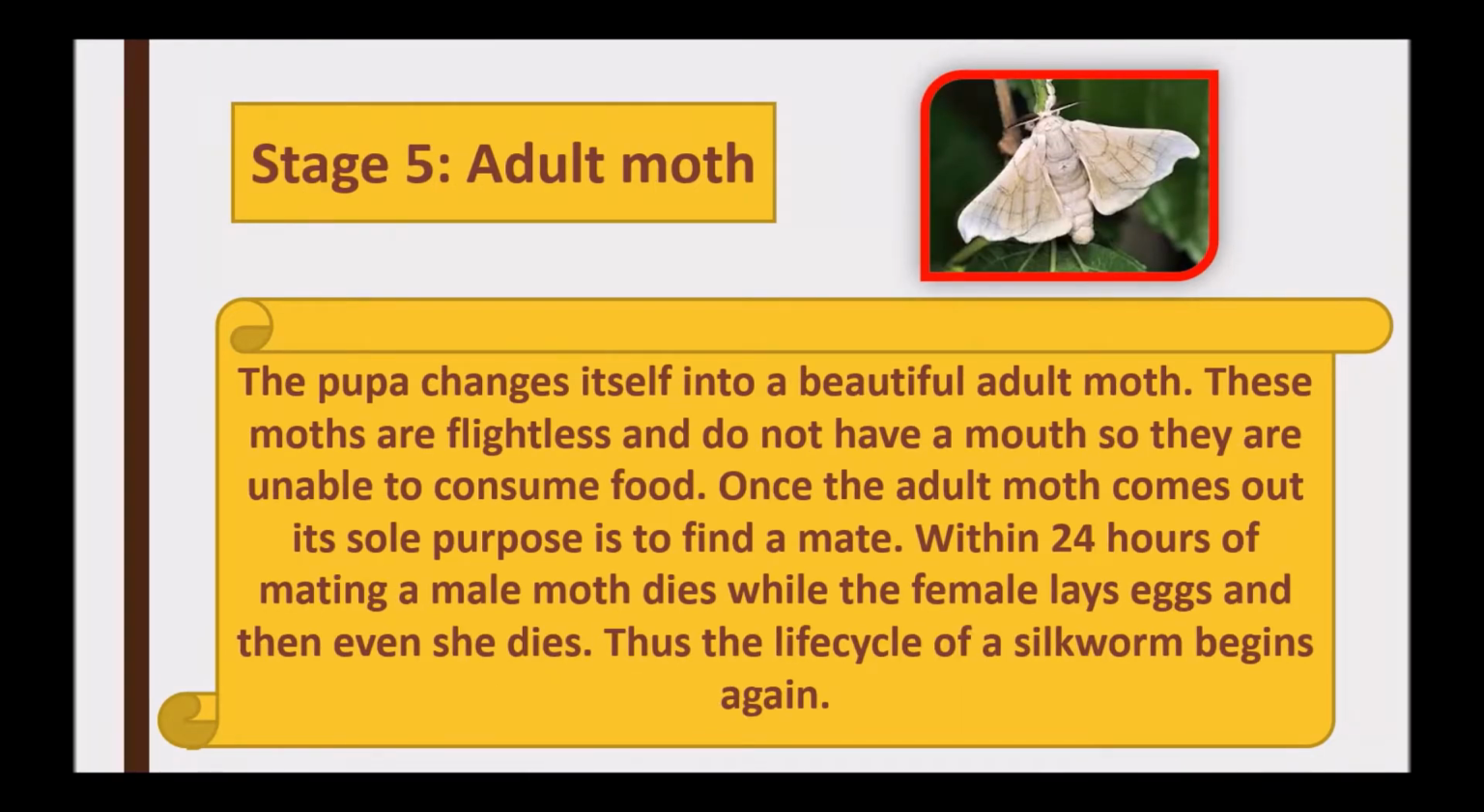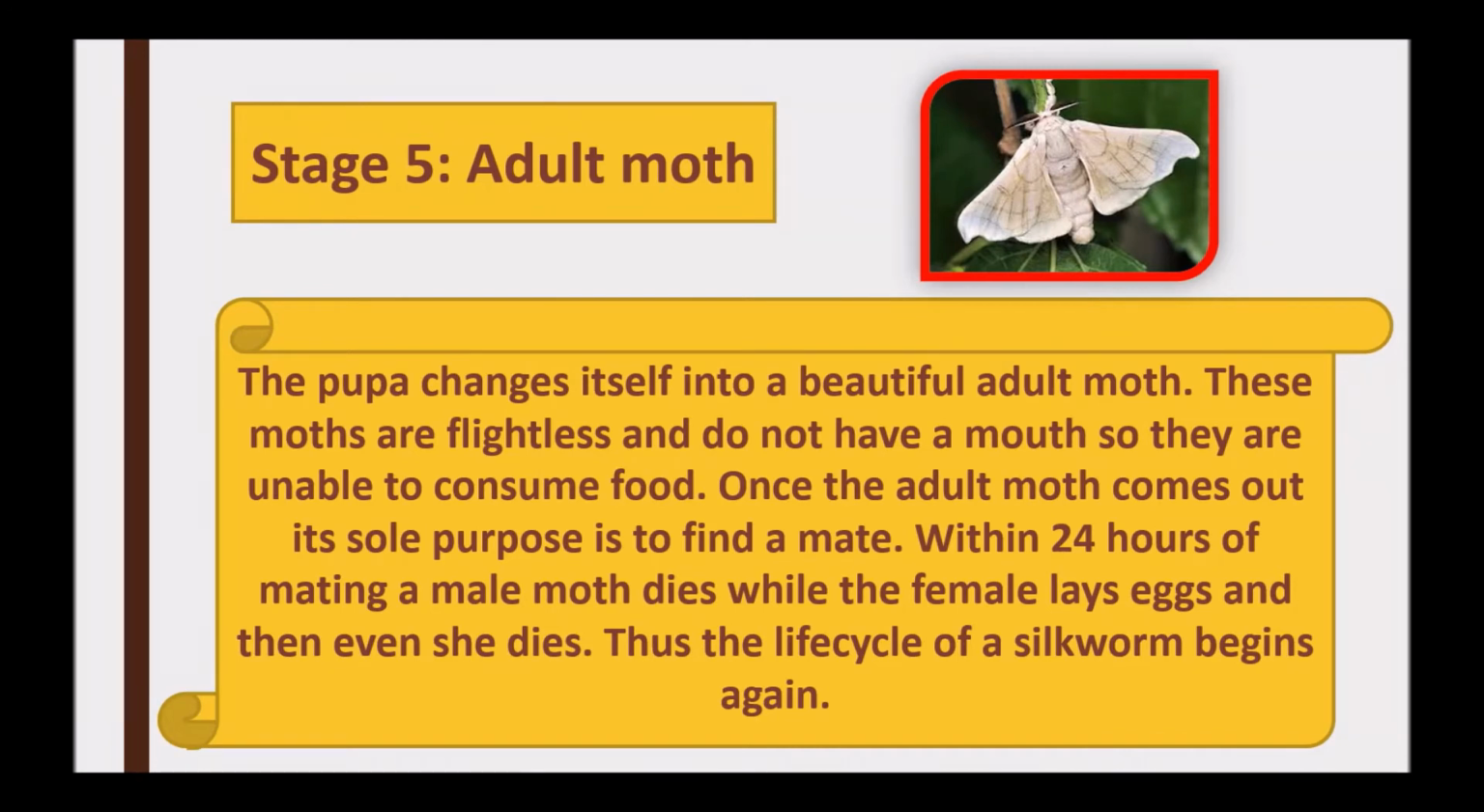The last stage is the fifth stage, that is adult moth. The pupa changes itself into a beautiful adult moth. These moths are flightless and do not have a mouth, so they are unable to consume food. Once the adult moth comes out, its sole purpose is to find a mate. Within 24 hours of mating, a male moth dies while the female lays eggs, and then even she dies. Thus the life cycle of a silkworm begins again.